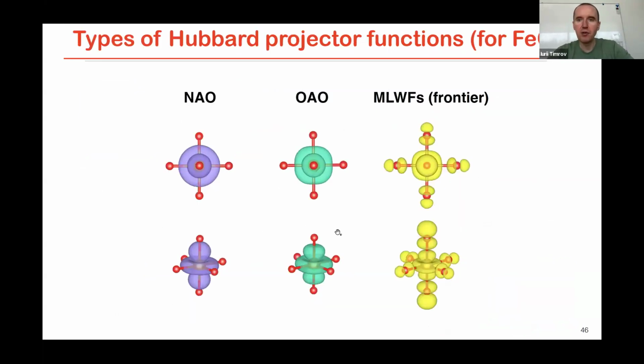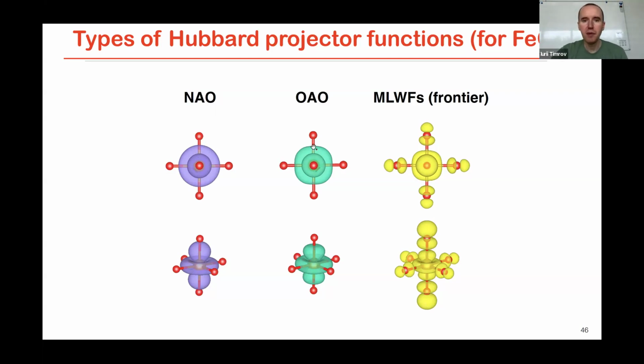And this is just to show you how they look, let's say for iron oxide. So the first column in purple are the NAO, non-orthogonalized atomic orbitals. It's option 1. You see they're kind of spherically symmetric, kind of in the plane. It's the top view, and the bottom is the side view. You see it looks like that. It's like the d_z² atomic orbital.